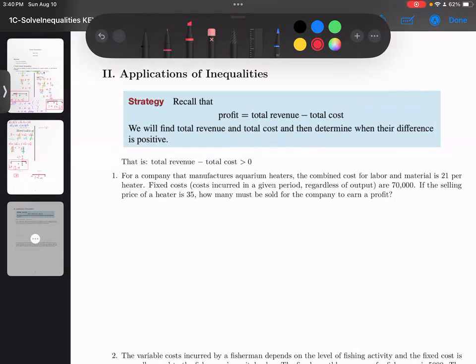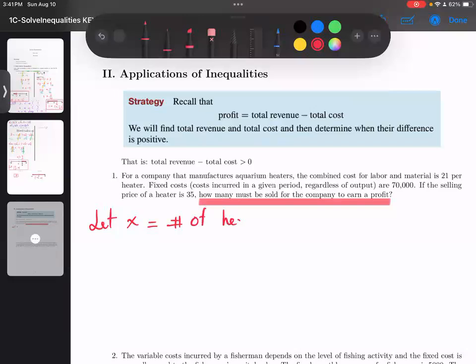So let's see what the total revenue is. The question asking us is how many heaters must be sold in order to make some profit. So they're asking for how many heaters. I'm gonna let x, let me write in red. This answer is always in red. Let x be the number of heaters to be sold.